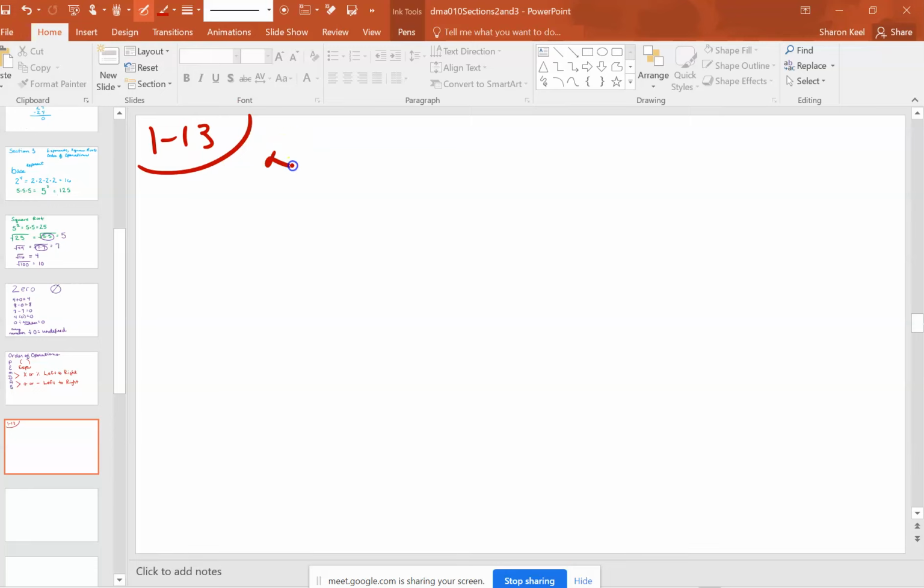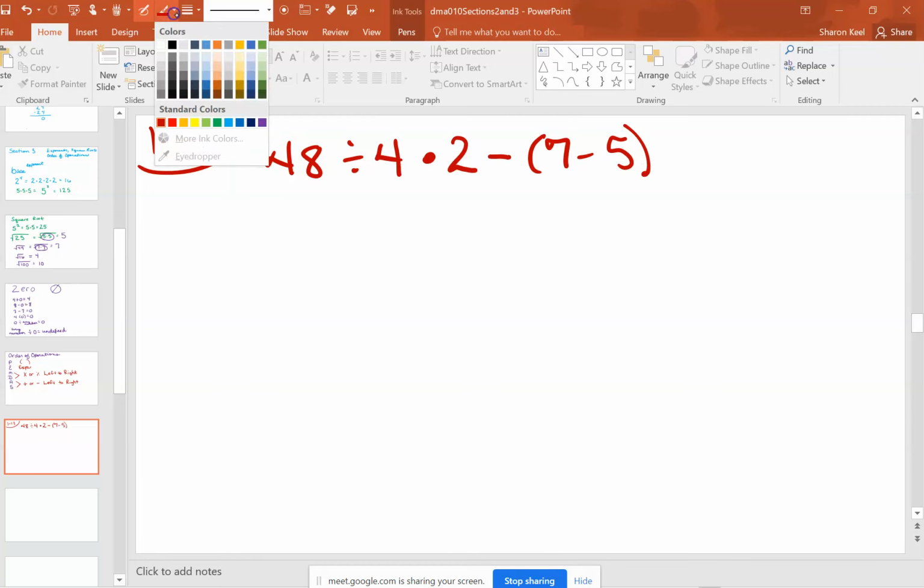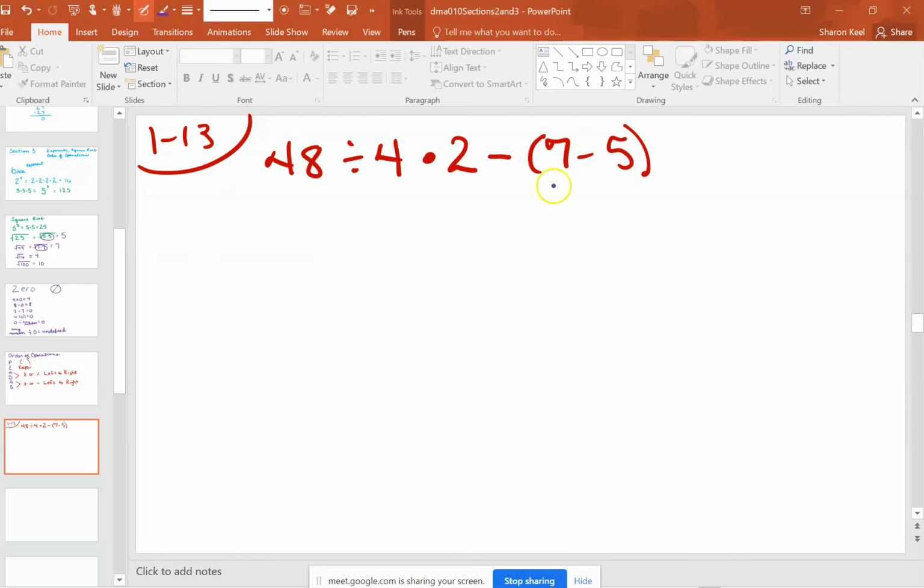Here we have 48 divided by 4 times 2. Notice the dot for the multiplication, minus, and then 7 minus 5. So what I want to do first in this scenario is the parenthesis. 7 minus 5 leaves me with a 2. Okay, so we did the parenthesis. Are there any exponents? No. Is there any multiplication or division? Well, yes, here and here.